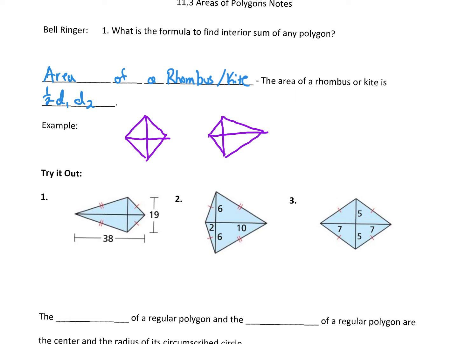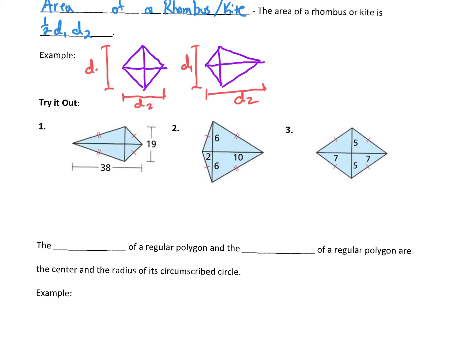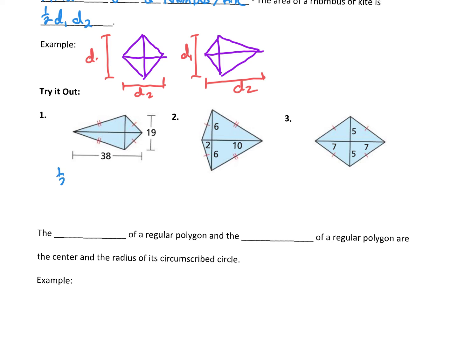The diagonal is the entire distance here, so we'll call this diagonal 1, and this is another diagonal 1 on this picture. And then the diagonal 2 is the entire distance there. It's the straight distance like so. So these examples, let's try this out. This one is just 1/2 38 times 19. Punch that in, we get 361. That's the area of that kite.